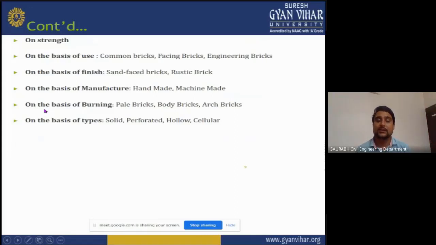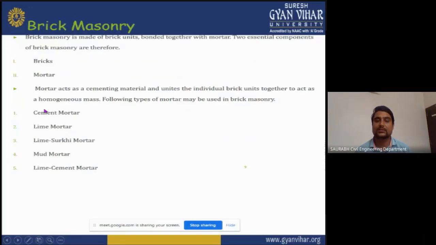On the basis of burning, the classification of brick is into three parts: pale brick, body brick and arch brick. On the basis of types: solid, perforated, hollow, and circular. These are the types of brick according to their uses.